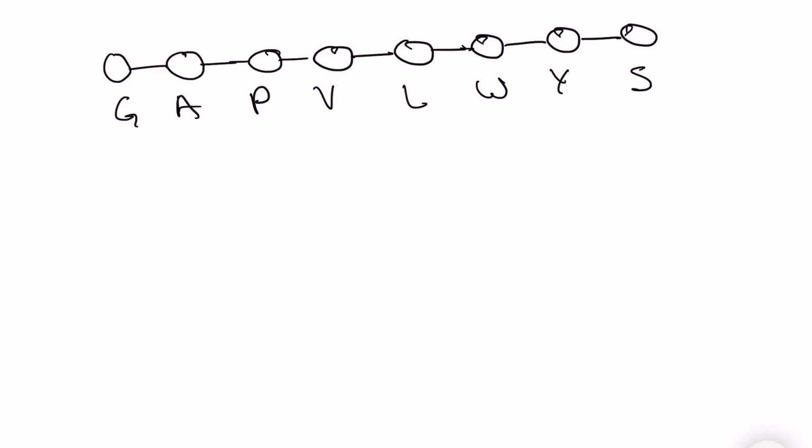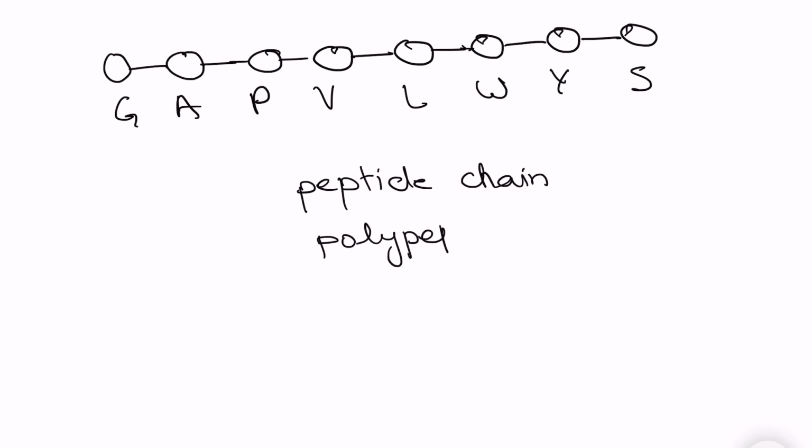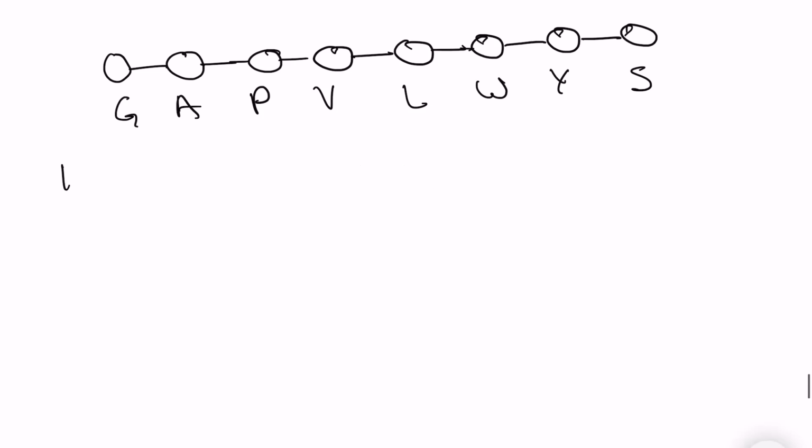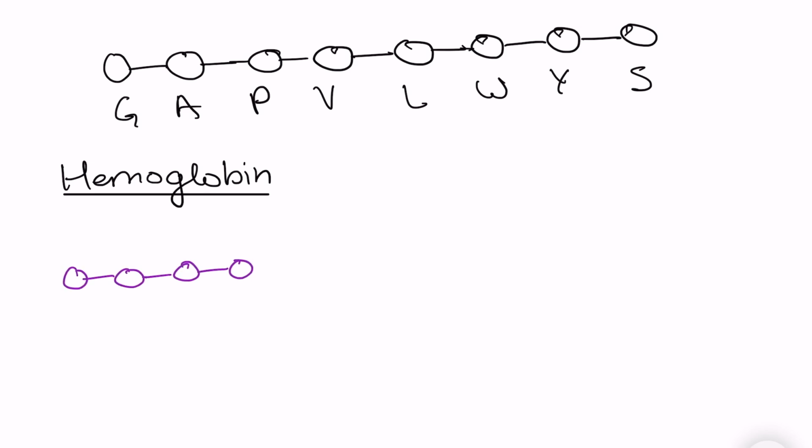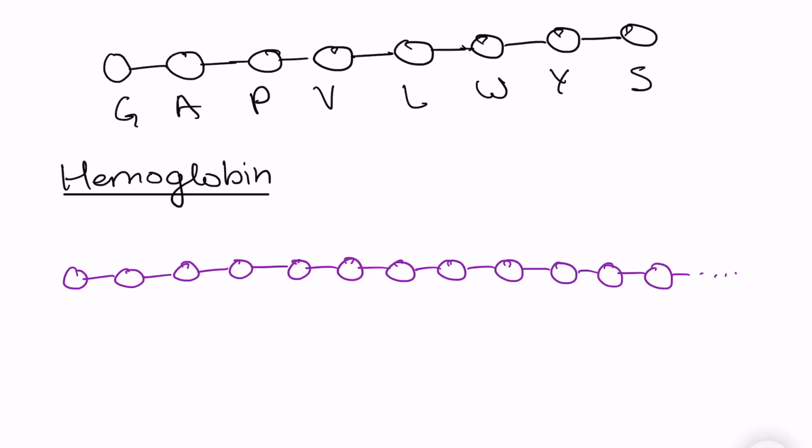If a protein is made up of 2 to 50 amino acids, it's also known as a peptide chain. And if it is made up of more than 50 amino acids, then it's called a polypeptide. The sequence of amino acids in a protein chain is extremely important. For example, hemoglobin is a protein present in our blood that binds to oxygen and carries it to different parts of our body. It is made up of four polypeptide chains, 2 alpha and 2 beta.